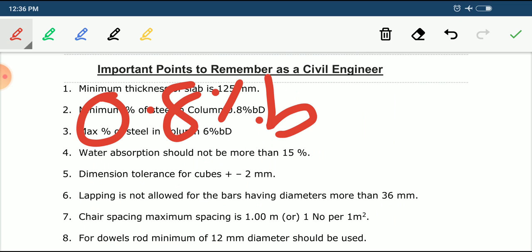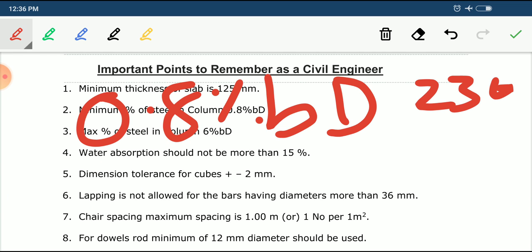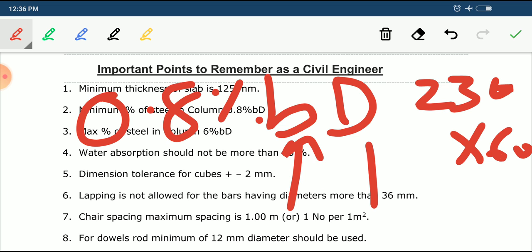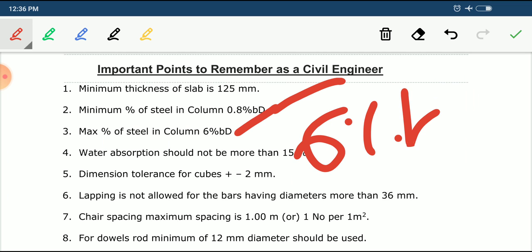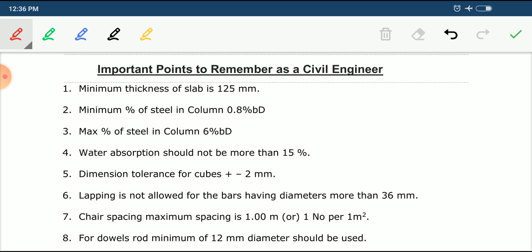What do you mean by B into D? Say your column dimension is 230 by 600. In case of B we put 230, and in case of D we put 600. Accordingly we can calculate the percentage of steel. Next, the maximum percentage of steel in the column is 6% of BD, where B is the width and D is the depth of the column. Next, water absorption should not be greater than 15%.